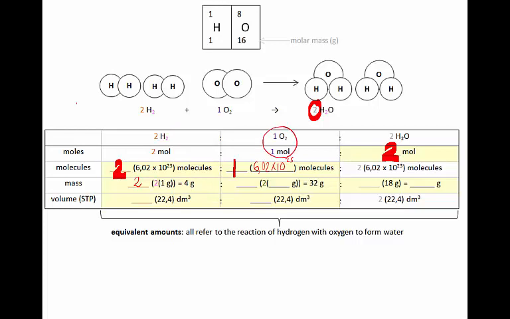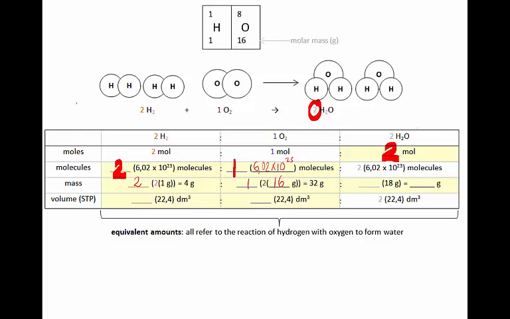1 mole of O2, what's the mass? Each mole of O atoms has a mass of 16 grams, and there are 2 moles of O atoms in every 1 mole of O2 molecules, and we want to know the mass of 1 mole of O2. So that is 2 times 16, 32 grams. 1 mole of O2 has a mass of 32 grams.